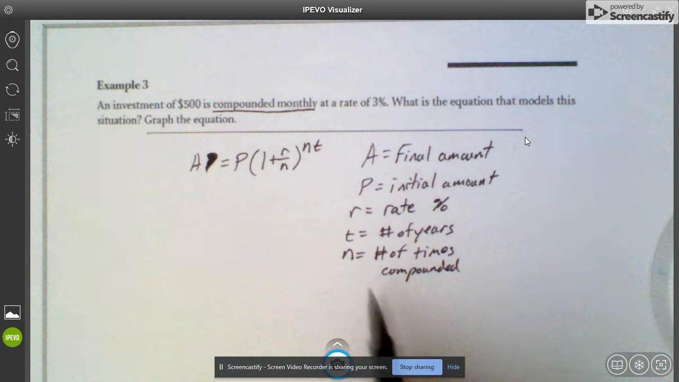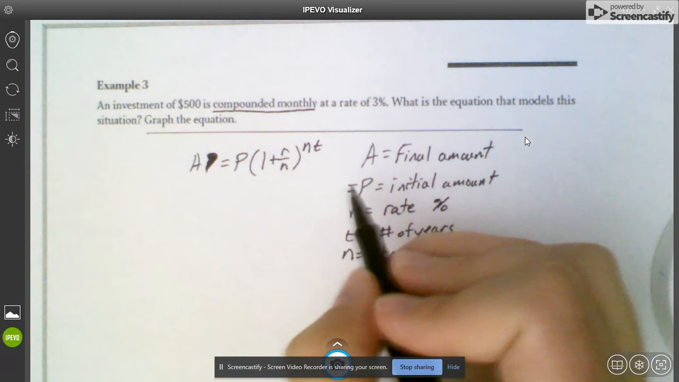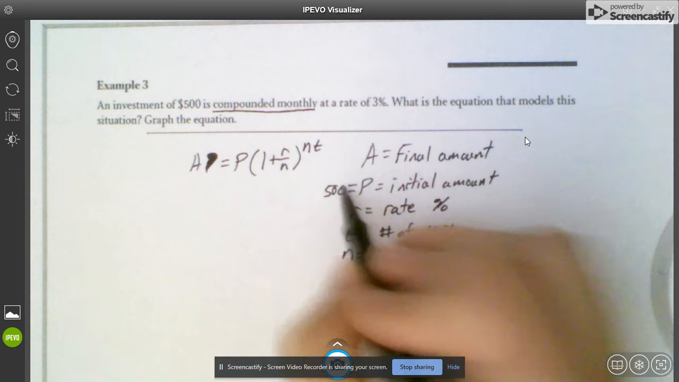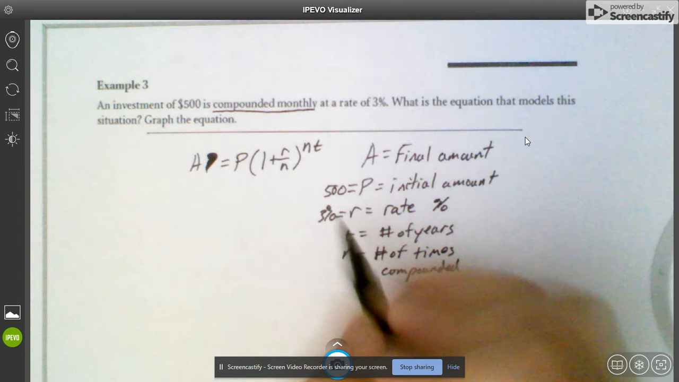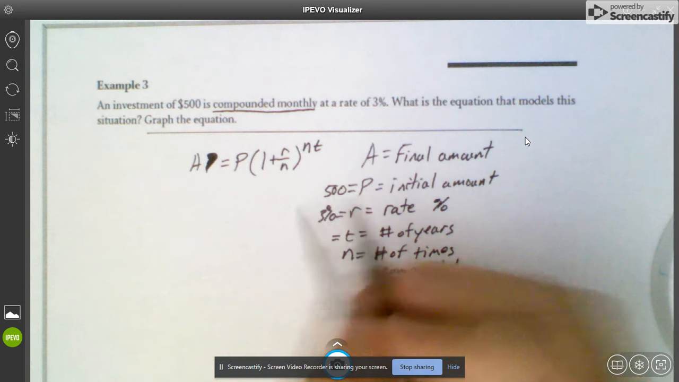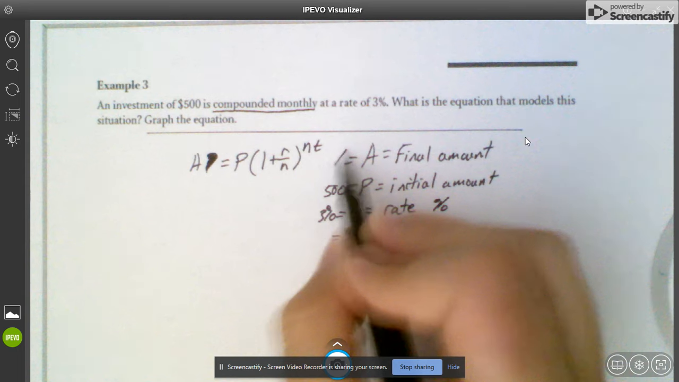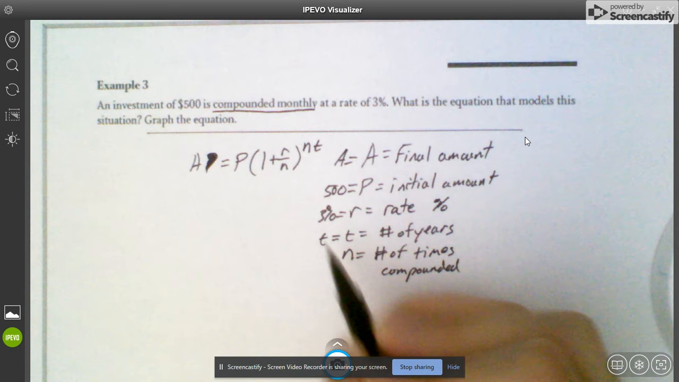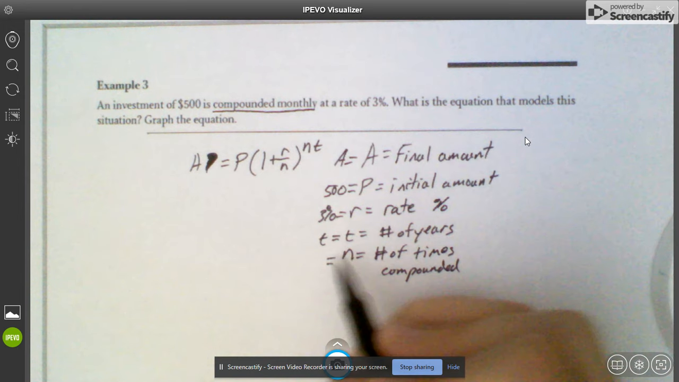So for this problem, we're going to figure out what all those things are, and we're going to plug them in. So we don't know what A is. We do know that our initial amount is $500. We know that the rate at which it's changing is 3%. T is the number of years, and that is also an unknown, right? So we're going to keep our variable here, and we're going to keep our variable here. And N is something we should know because we have two variables, we can graph it. But we can't have three variables.